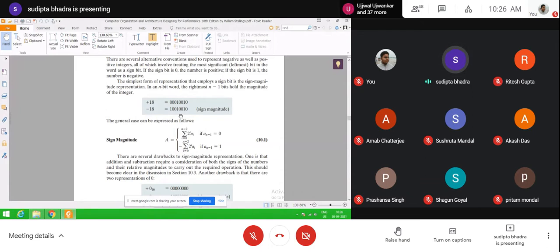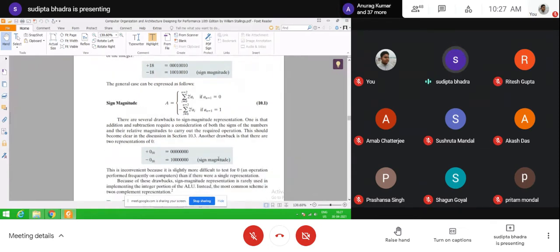Now there are several drawbacks of sign magnitude representation of the integer. One of those drawbacks is that addition and subtraction require consideration of both the signs of the numbers and their relative magnitude to carry out the required operation. In case of addition and subtraction, you have to consider the sign of both numbers and the relative magnitude to perform the required operation.